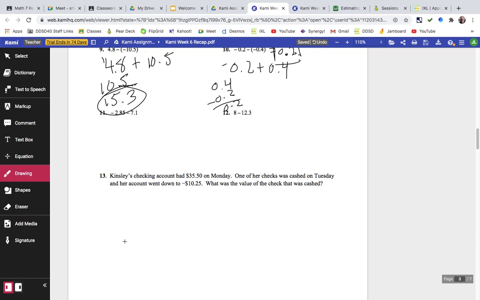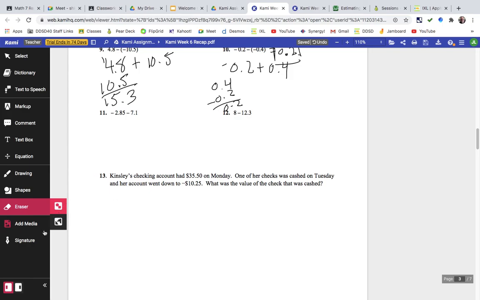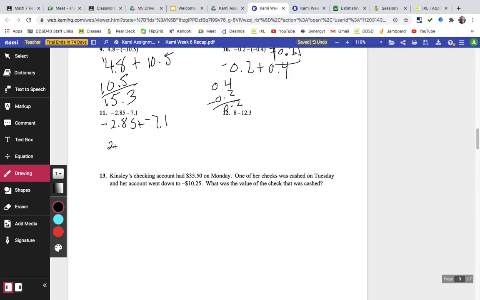And let's see, let me erase here just a little bit so I make sure I get this. Oops, erase. There we go. So negative 2.85 plus a negative 7.1 means that we're going to line up the decimal points and add them up. Filling in that 0. You get 9.95.